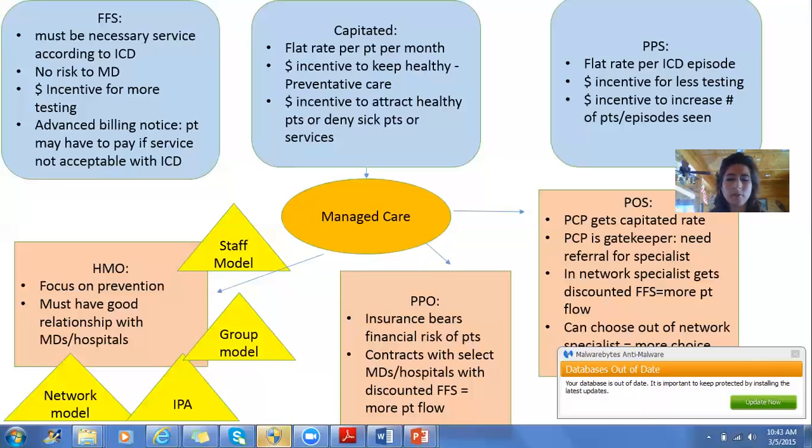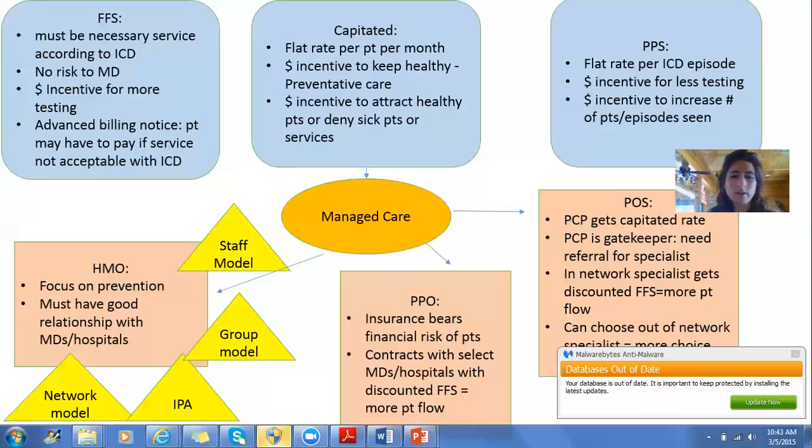The difference between the group model and the staff model of an HMO is basically this: the group model is a contract, and the staff model has salaried employees of the insurance company. So one has a little more leniency, and the other is a little stricter. The staff model is stricter because they're more controlled by the insurance company. So that's basically a rundown of insurance. It is pretty confusing.